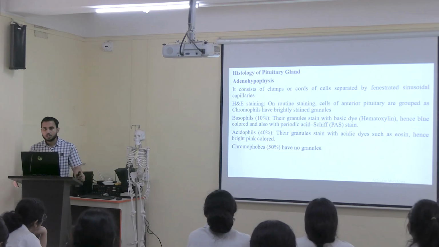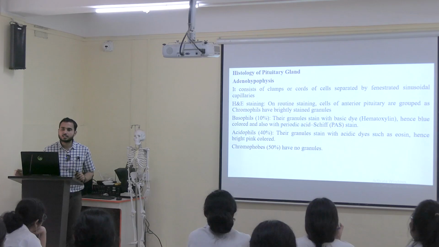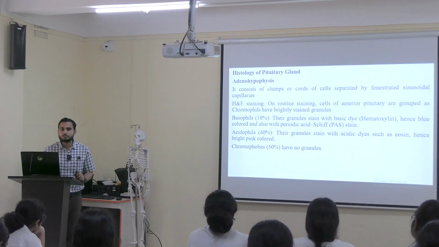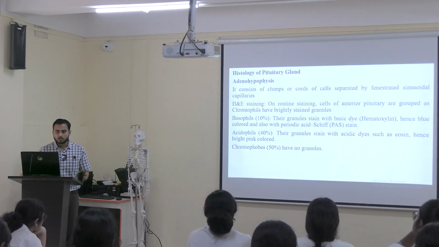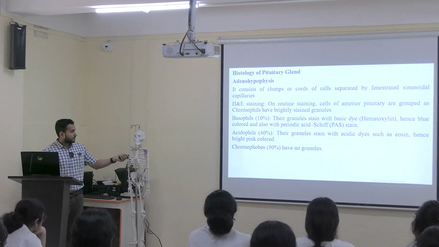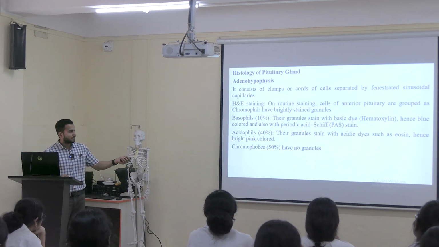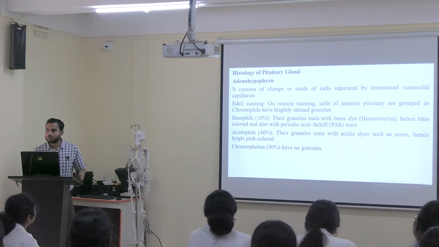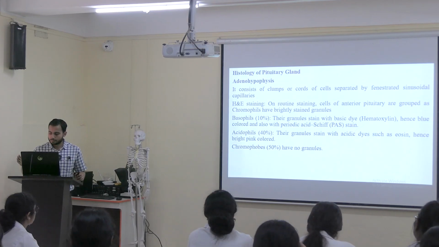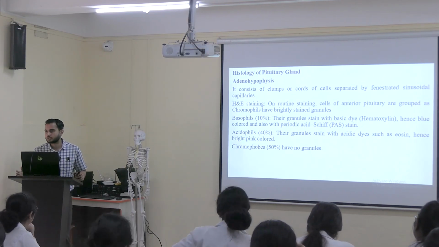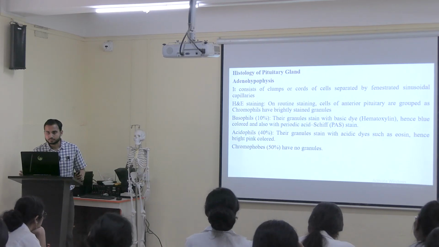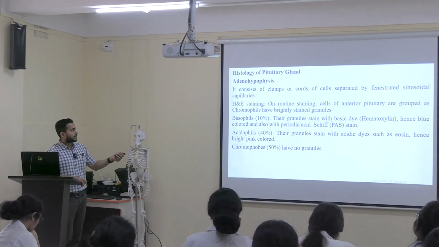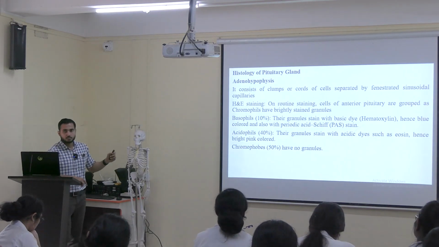Now obviously we are using H&E staining. With the help of H&E stain, we have to know the appearance of the cells present there. Other stains are also there, for example the PAS staining method, but here we don't use PAS. We only use H&E. Under H&E staining, you only have to know how the pars anterior appears under the microscope. It consists of clumps or cords of cells which are separated by fenestrated sinusoidal capillaries. Please keep that in mind.